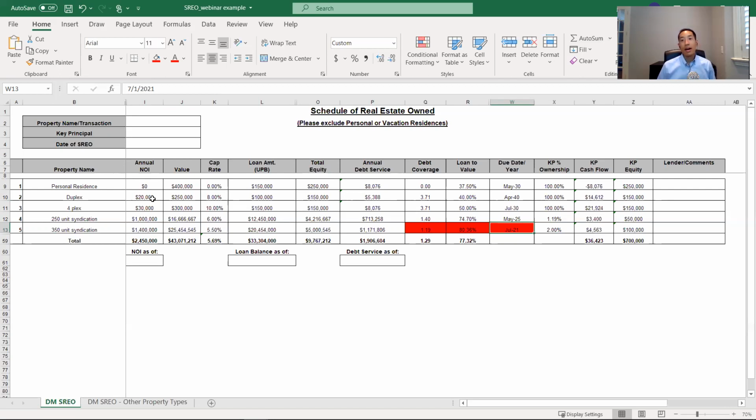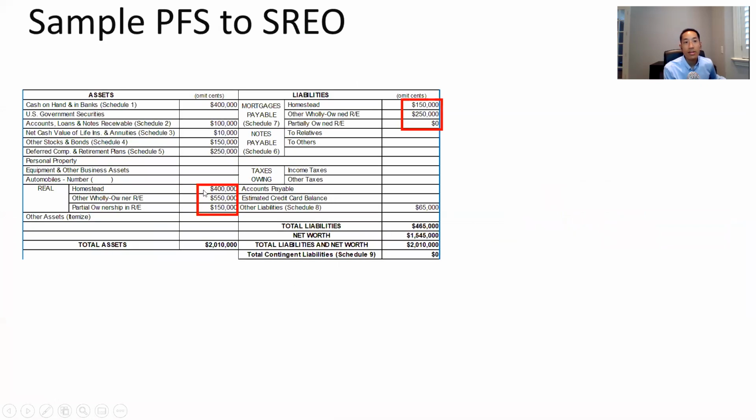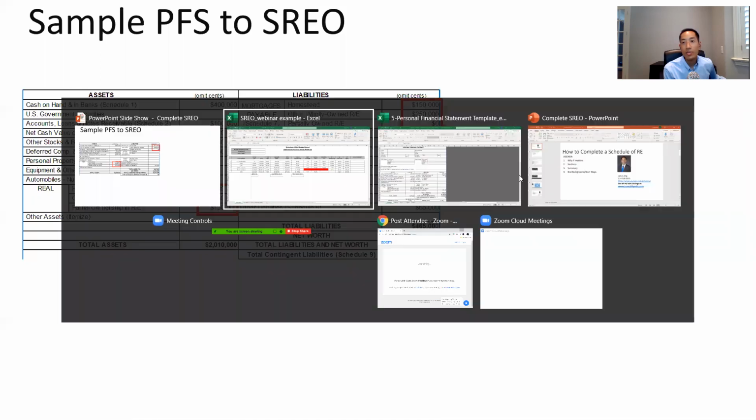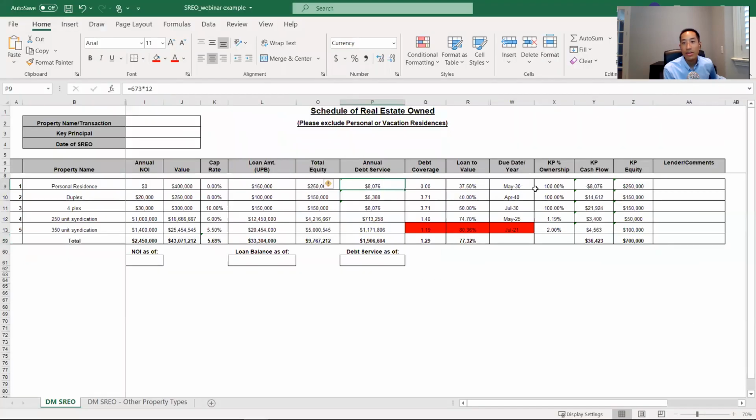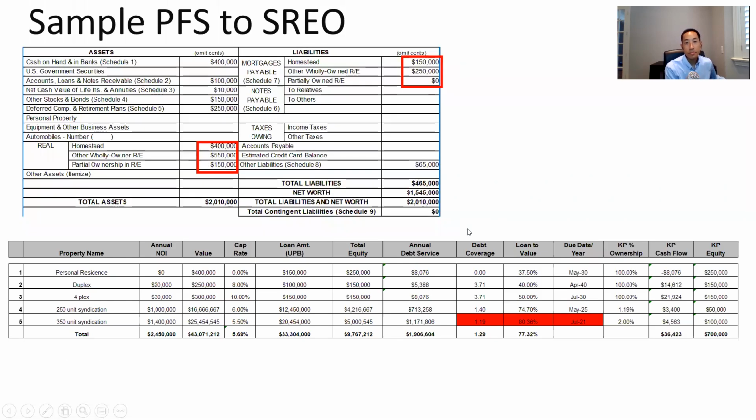And then matching up to your KP ownership here. And so your total equity, assets minus liabilities, was 700,000. So you want to make sure your KP equity, or key principal equity, is the same in that slide. So those are sections of the SREO. So we had the total assets minus your total liabilities should equal that KP equity that we talked about here on that Excel. And let's go back to. So here's just in summary.